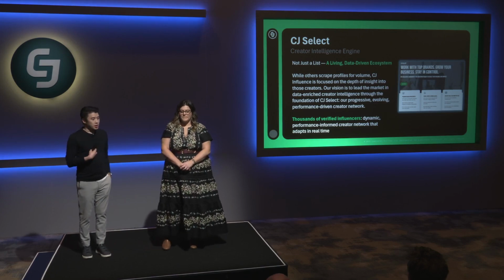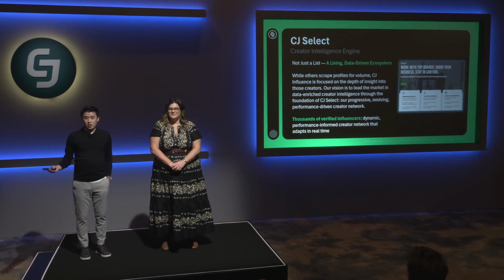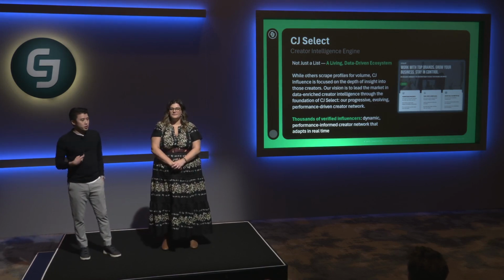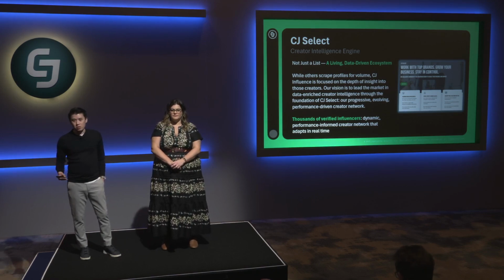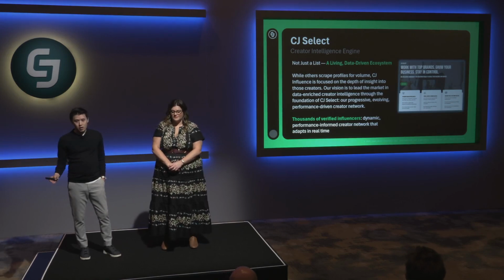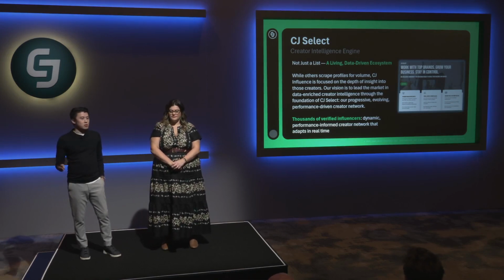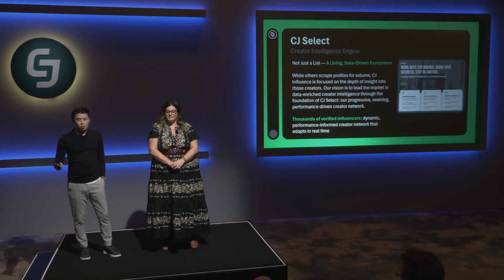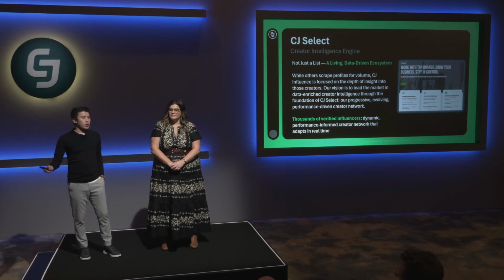What I'm really excited about, which is one of my projects, is CJ Select. What we're trying to do with CJ Select is build almost a living, data-driven ecosystem. We've seen networks out there with millions of people, but instead of just scraping profiles, we're taking thousands of verified users and building a profile of them over time. So really progressive data capture.